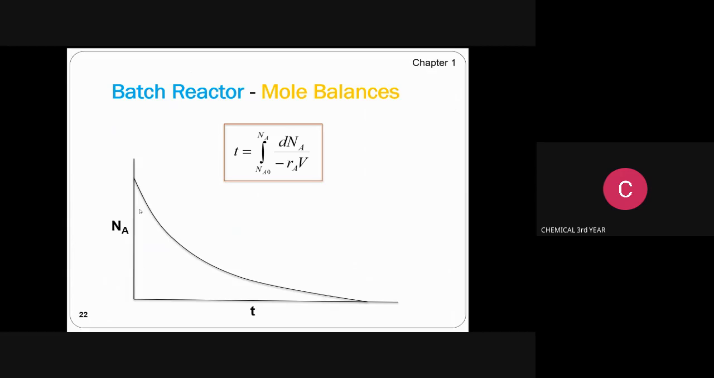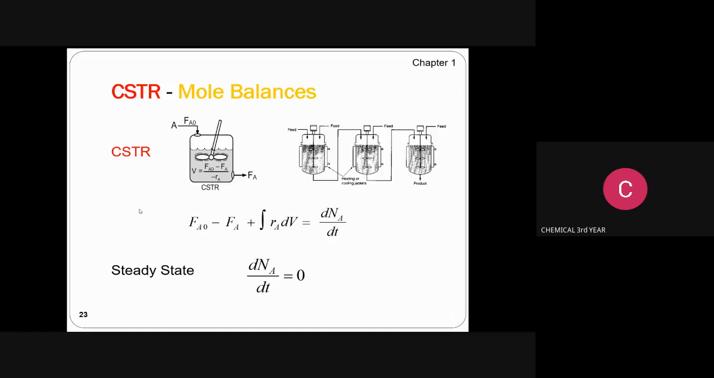By using the final equation, we have to know about this graph value: dNA divided by dt equal to the area under the flow lines. Okay. Further, we come to the next one. That one is the CSTR, which is simply known as the continuous stirred tank reactor.